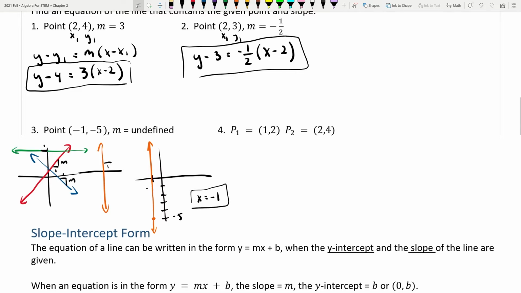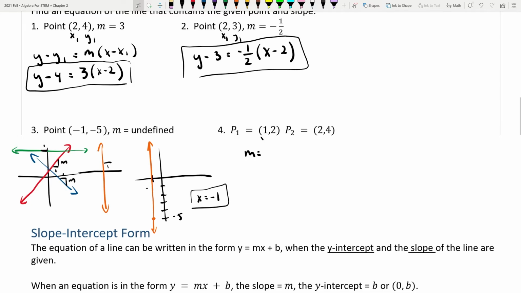Example 4. Suppose you're given 2 points and you want to find the equation of the line. Well, we only know how to get equations of lines if we know the slope and a point. So we need to find the slope. Luckily, we know how to find the slope when we have 2 points. In particular, the slope is going to be equal to the difference in y's over the difference in x's.